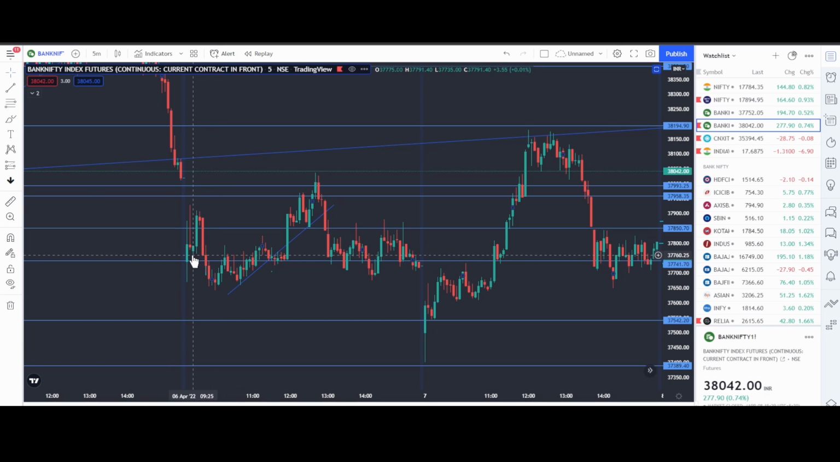So on the 6th, the market came down. Yesterday the market came down again. The market opened on the lower side, and you can see the 50% mark of the candle. It was closely bridged by the next candle.